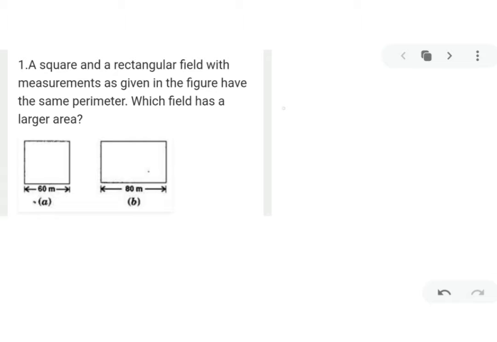area and perimeter. If I give a square, what will be the area of the square? It will be side squared. And what will be the perimeter? Perimeter will be 4 into s, that is 4 times your side.